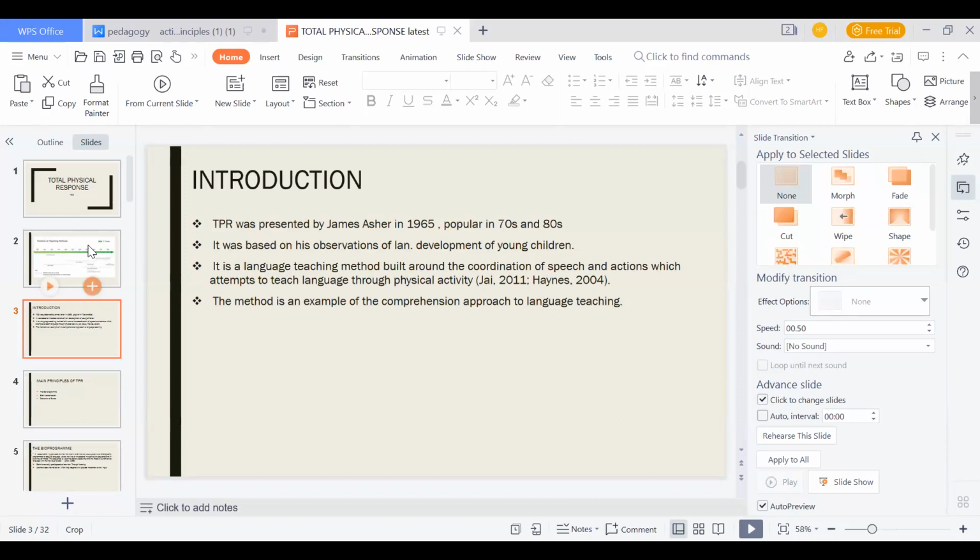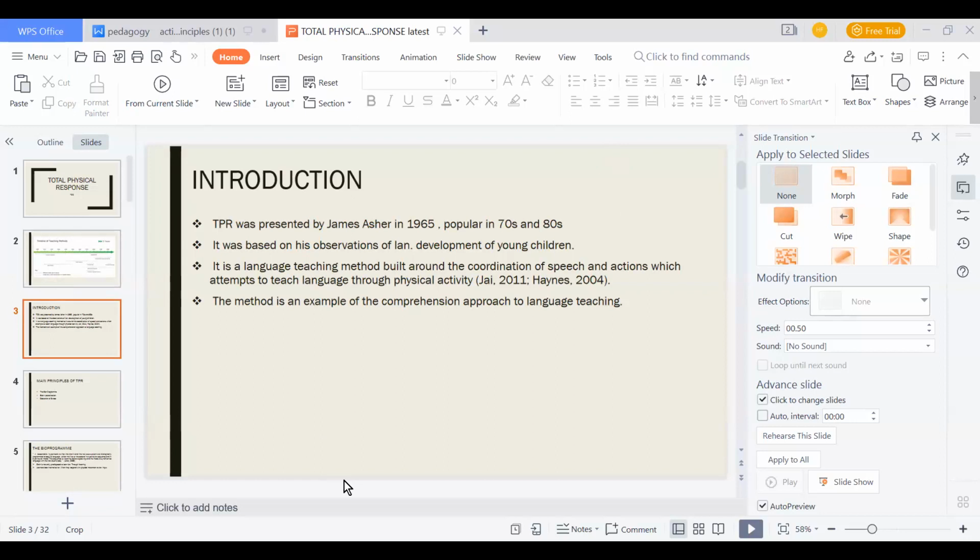So, very good. According to James Asher, being a psychologist, he was observing how these young children learn their language. By observing, agree. This is how it happens. According to Richards and Rodgers, it's a language teaching method built around the coordination of speech and actions, which attempts to teach language through physical activity. Very important.